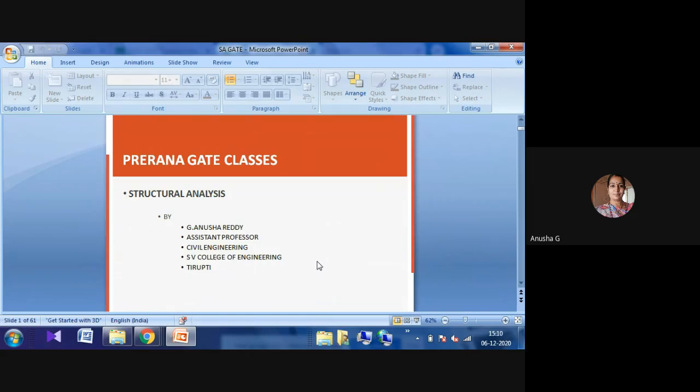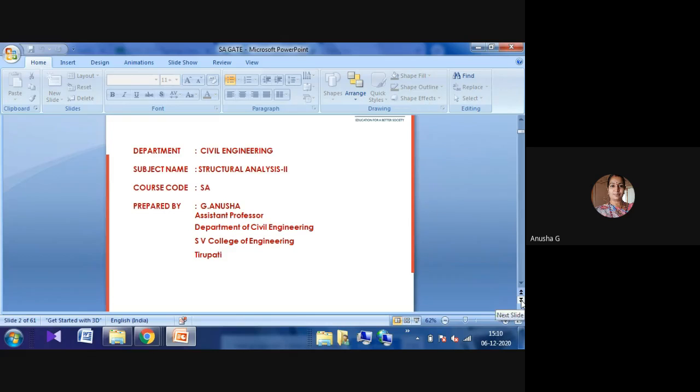Today in class we will see structural analysis. In this structural analysis, we will see some basics about GATE and the tips that we have to follow for GATE exams. It will be very useful for us to prepare for competitive exams. First of all, we will see some basic definitions of structural analysis 1 and 2.